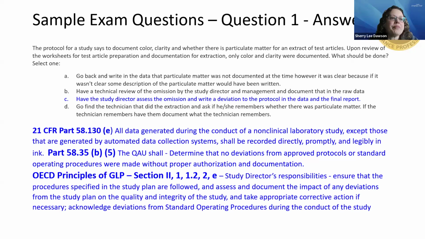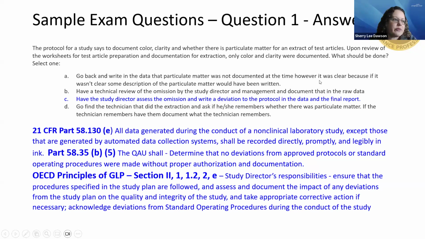Good job. 21 CFR Part 58.130(e): all data generated during the conduct of a nonclinical laboratory study, except those that are generated by automated data collection systems, shall be recorded directly, promptly, and legibly in ink. 58.35(b)(5): the QAU shall determine that no deviations from approved protocols or standard operating procedures were made without proper authorization and documentation. So, as we established, it was a protocol requirement, and we didn't do that protocol requirement, so it becomes a deviation.